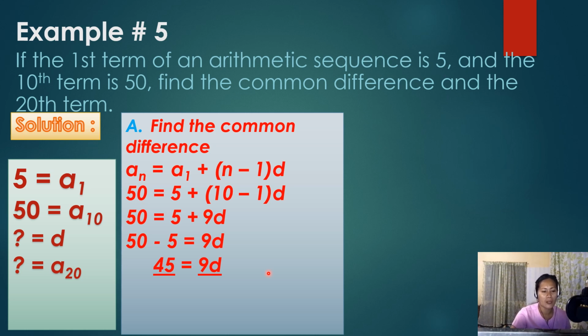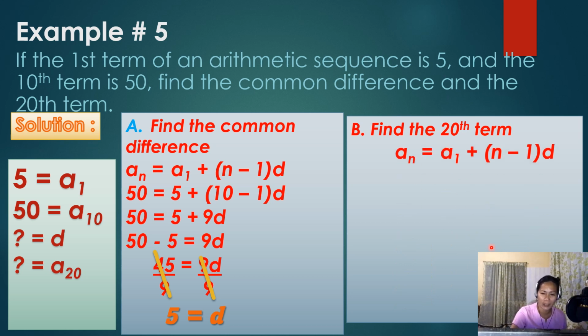Again, we need to eliminate 9 to get the value of d, or the common difference. Okay, so we're going to divide both sides by 9, and then we cancel or we divide. 45 divided by 9, and then 9d divided by 9 will get 5 is equal to d. Since we already have our common difference, let us now find the 20th term.